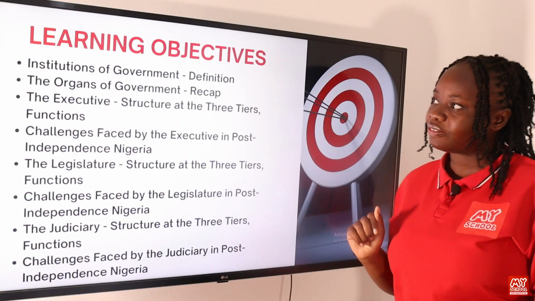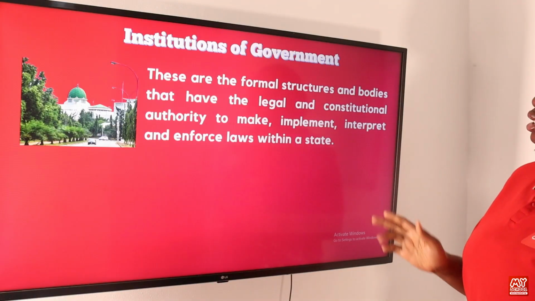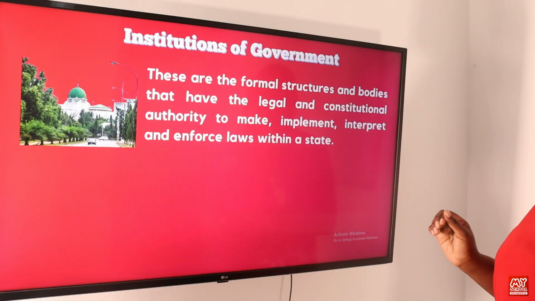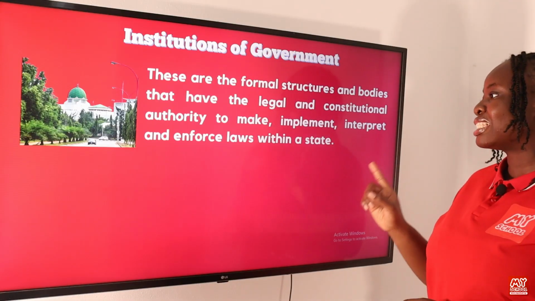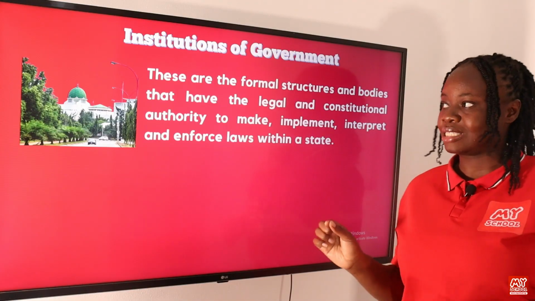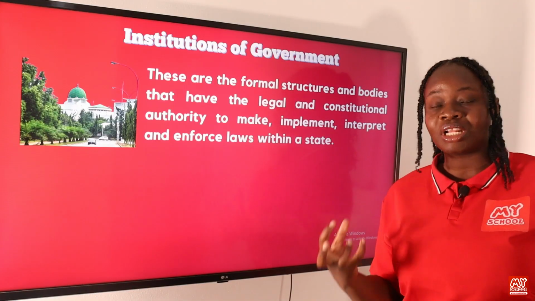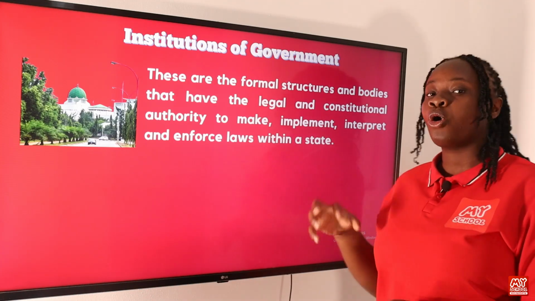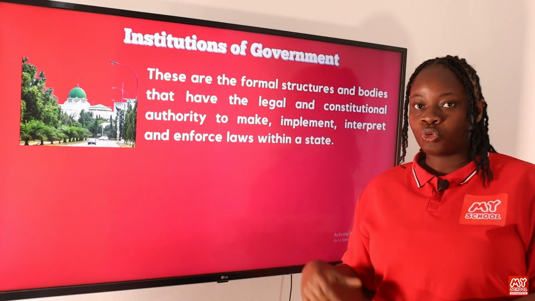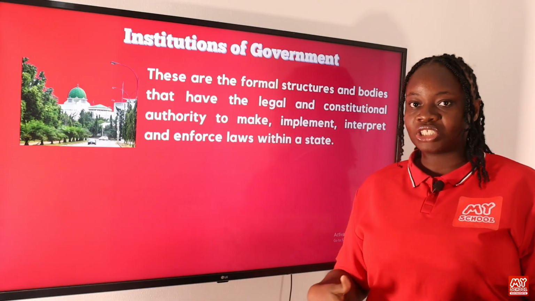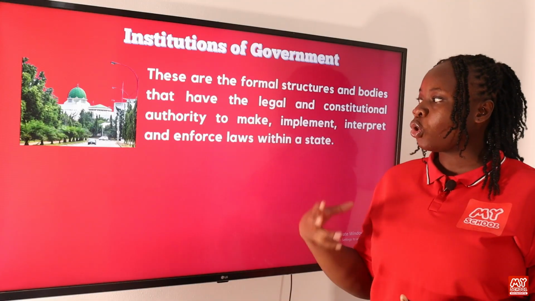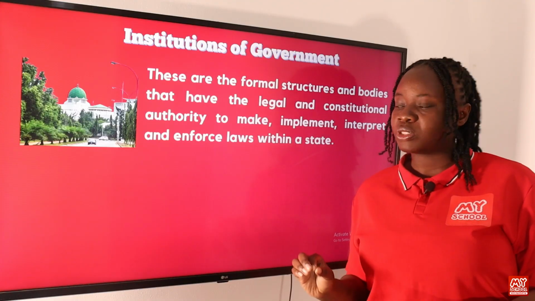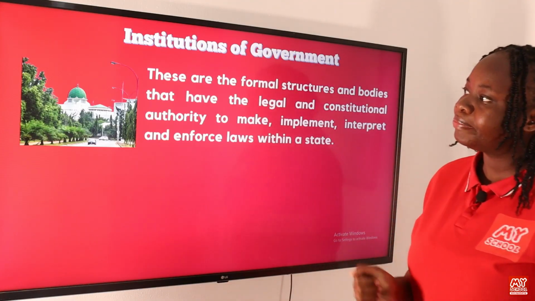So let's begin with a definition of the institutions of government. Institutions of government are the formal structures and bodies that have the legal and constitutional authority to make, implement, interpret, and enforce laws within a state. When we're talking about institutions, we're talking about those structures that have already been established in a society that help to perform all of these three functions of government. Remember, we have three organs of government: the legislature, the executive, and the judiciary. All of the functions that they are meant to perform are performed by these actual structures that have been put in place. Let's move on to the next slide.